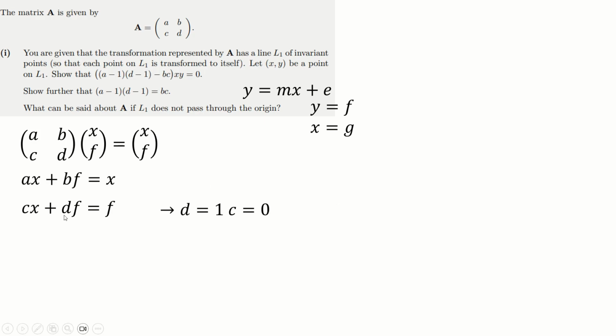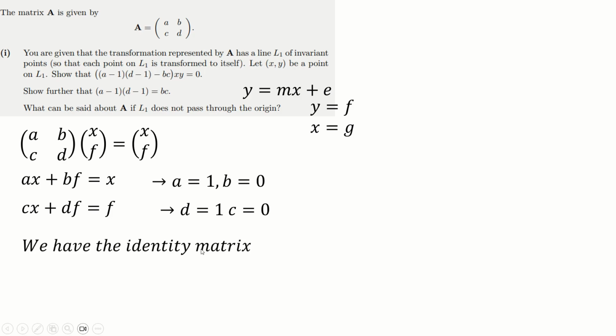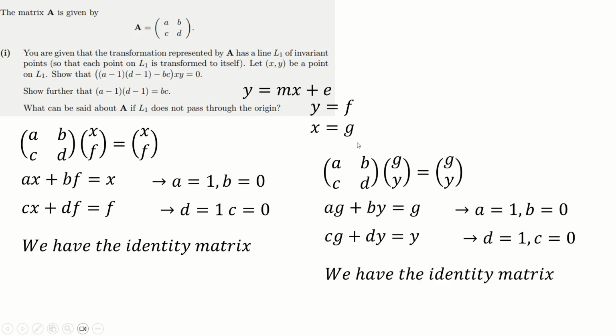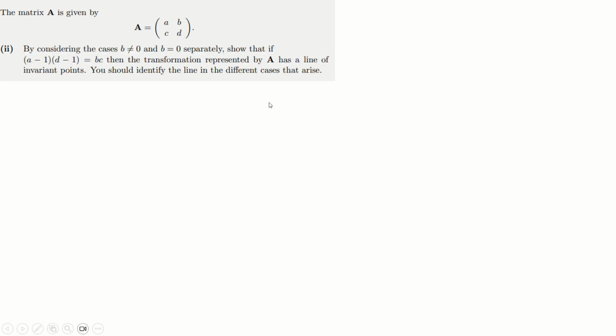And again, just from this line, if this is true for all x, which it needs to be, then that makes C 0 and D 1, because again, F isn't allowed to be 0. And then you read up here and you get the same sort of thing. And again, you get the identity. And then finally, for x equals G, it's almost identical, right? Of course. And so we end up with the identity again. So in any case, A must be the identity if the line doesn't pass through the origin.